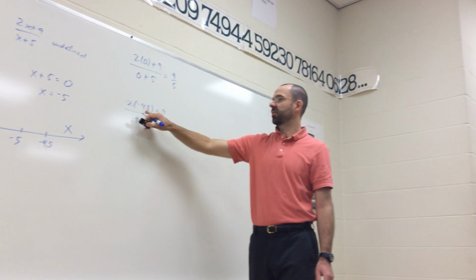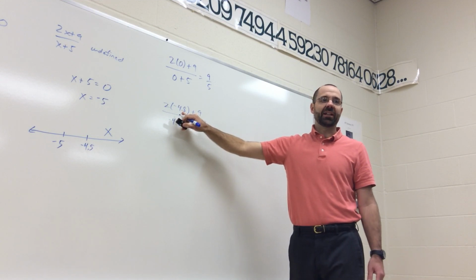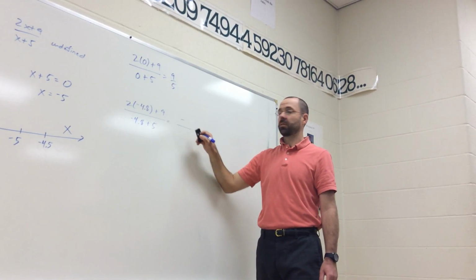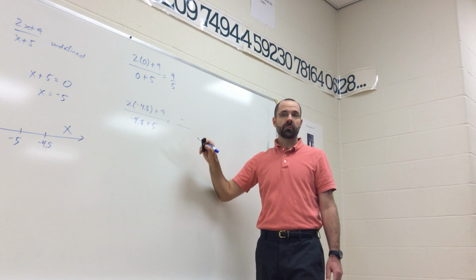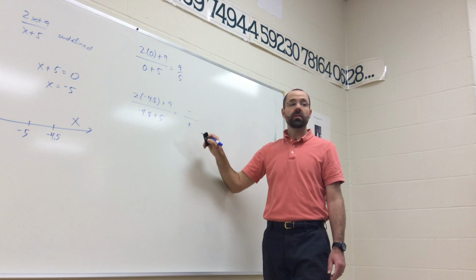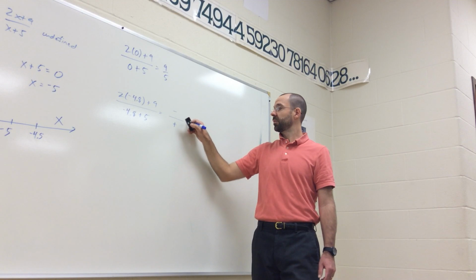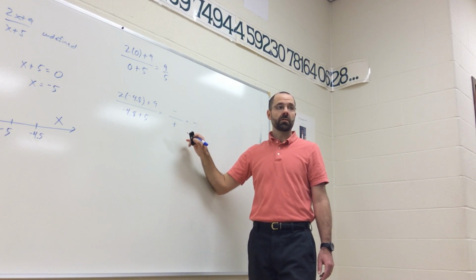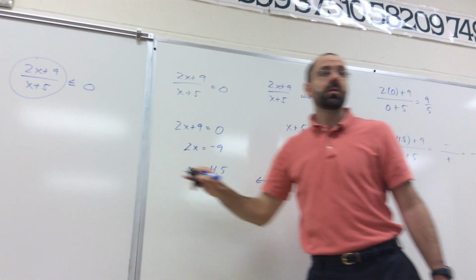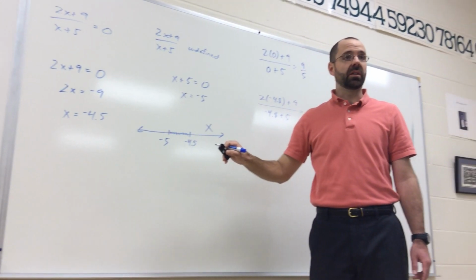If I take 2 times negative 4.8, that's going to be bigger than negative 9. Well, it's going to be a bigger negative than negative 9. So this top is going to come out to a negative number. And then the bottom comes out to a positive number. And if you have a negative divided by a positive, that comes out to negative, which means that it is going to be less than 0. So that means all of these numbers in between negative 5 and negative 4.5 work.